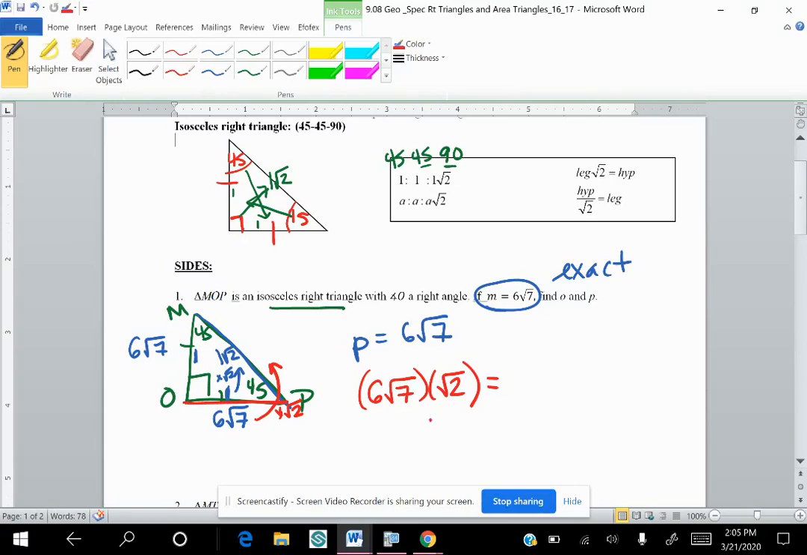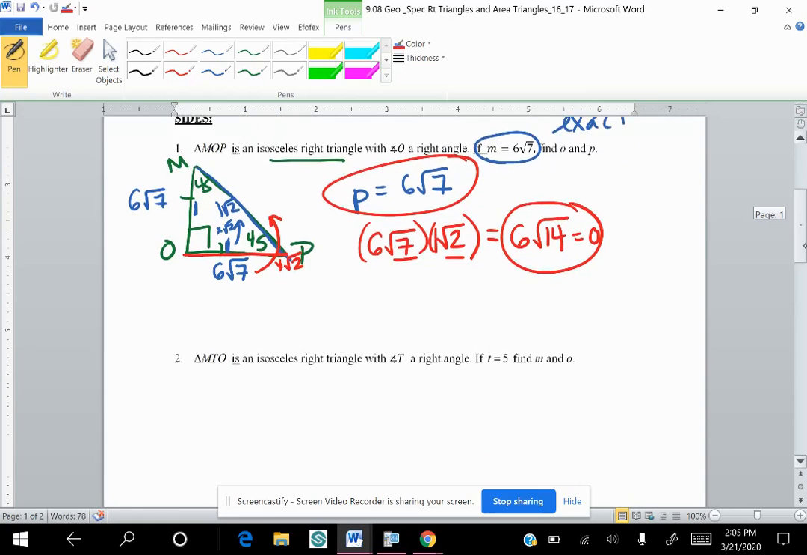When we multiply, you can multiply radicals together and non-radicals together. So this is like 6 times 1 is 6. Rad 7 times rad 2 is rad 14. And always look for ways to put it into simplest radical form. So we look at our factors of 14, 7 and 2. We don't have a perfect square. So our final answer there would be 6 radical 14, which would be side O. And side P is 6 radical 7.